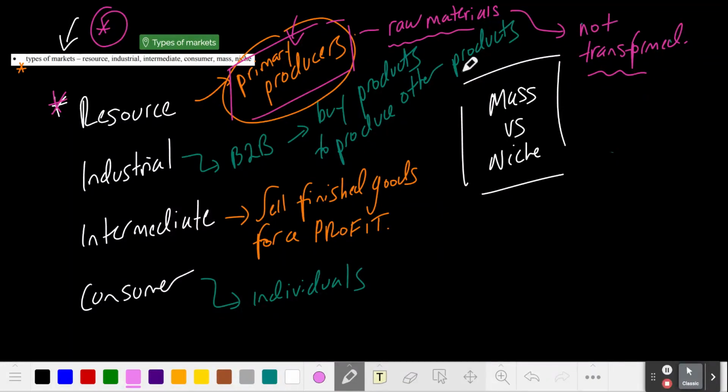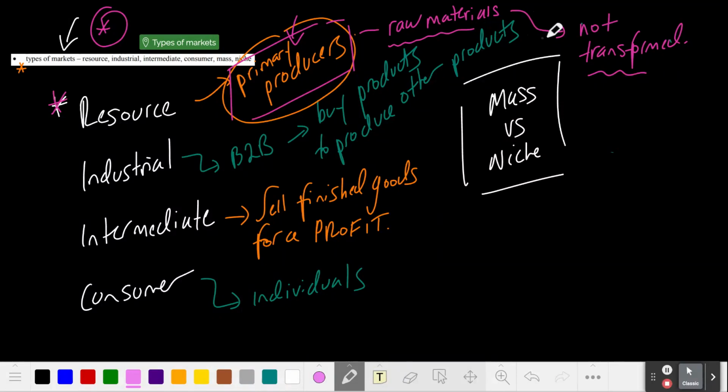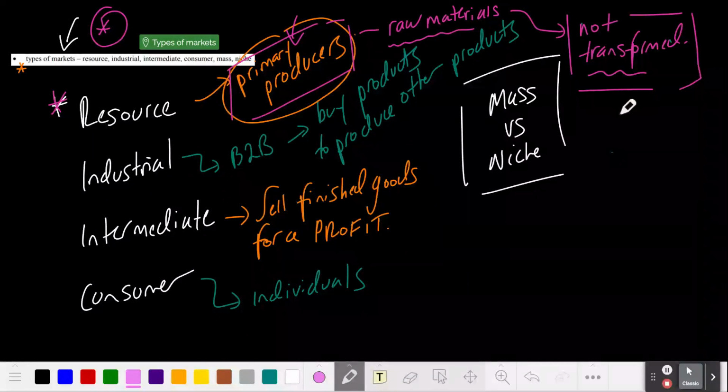digging them out of the ground, in terms of harvesting them, in terms of slaughtering them, and that they are essentially finding that raw material that is not transformed. So that's kind of what they're doing in terms of what they might require in terms of their operations. You could think they might require a wide range of capital equipment in order to source those raw materials.